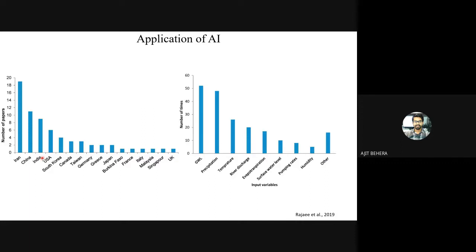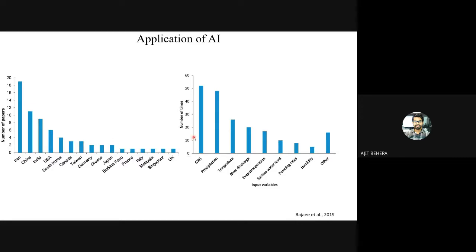A number of researchers want to predict or forecast the groundwater level in different regions. In Iran, basically, it is an arid climate, and arid climate means the depletion of groundwater level is high. Similarly, China and India are the countries that mainly use artificial intelligence to predict or forecast the groundwater level, and they have a large number of papers compared to the UK and other countries.